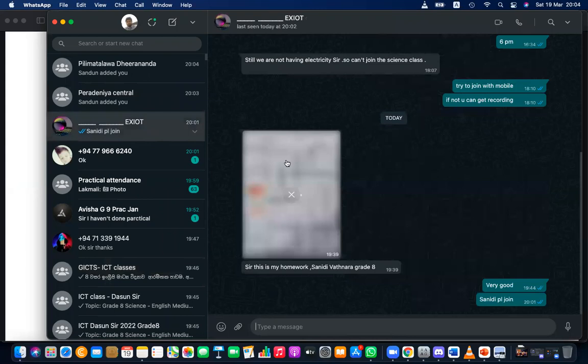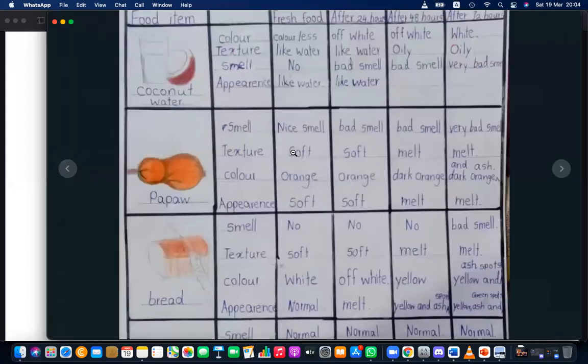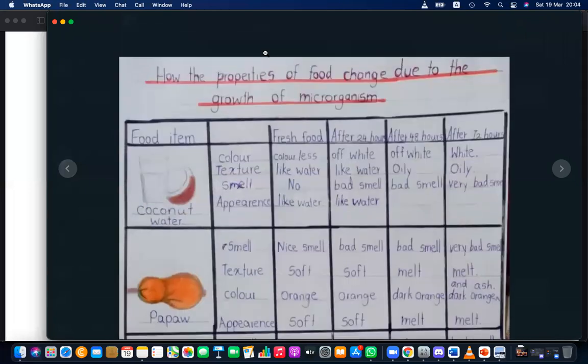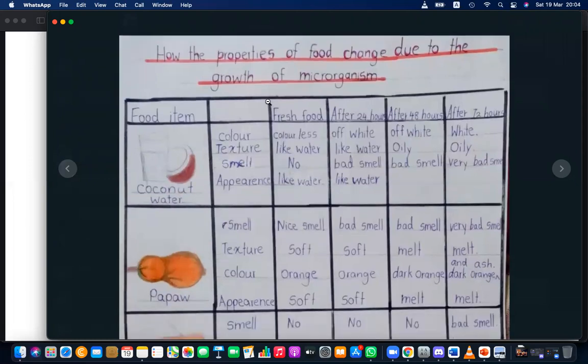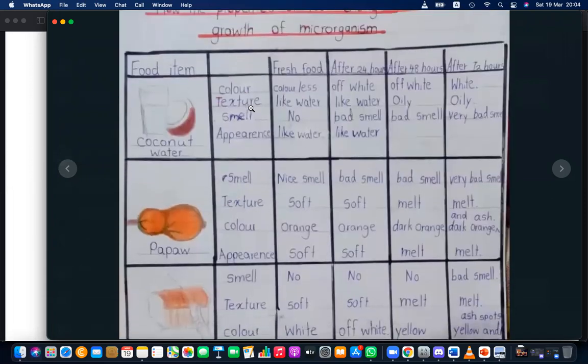Yeah, I think this one. This is what I got, and these are her experiment results. I'm just showing it to the others. It shows how the properties of food change due to the growth of microorganisms. Basically, we have considered four properties. The first property is color.